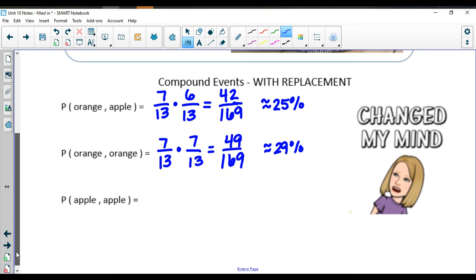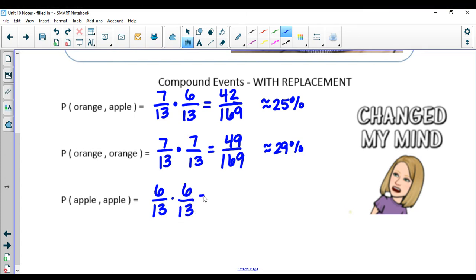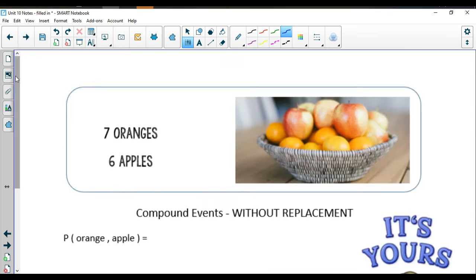For our last example, we're going to pick an apple, which is 6 out of 13. We're going to look at our apple and say, nah, I don't really want that. You put it back in. And then you're going to go ahead and pick another apple because you decide you did want it. So there's 6 apples still in there out of 13 total, for a total probability of 36 out of 169, which would give you a probability of about 21% then. So real quickly, I'm just changing this fraction to a decimal and then moving that decimal point over. That's one of the examples that you can do.